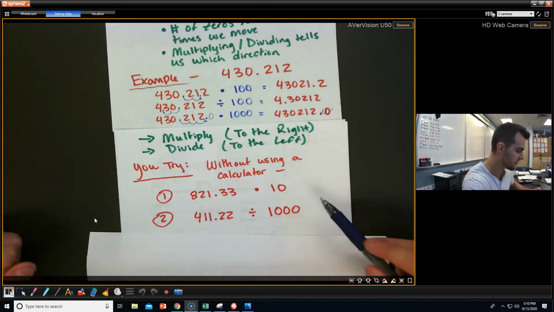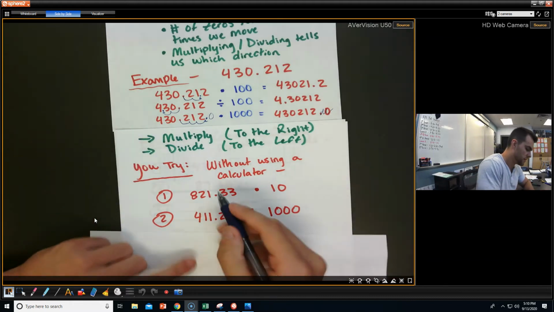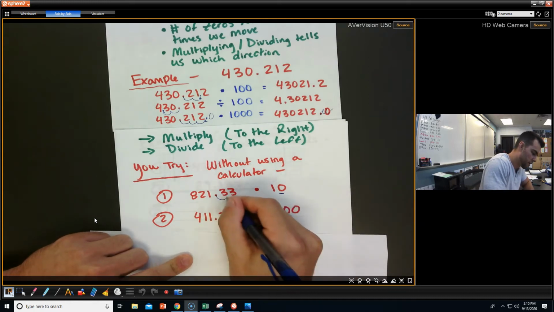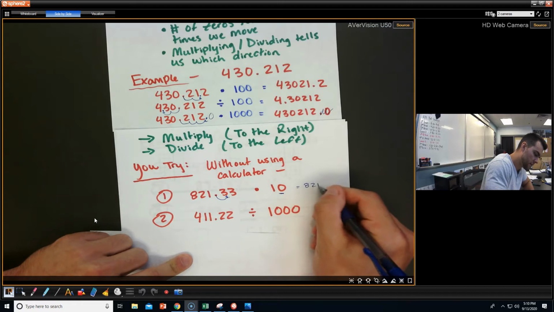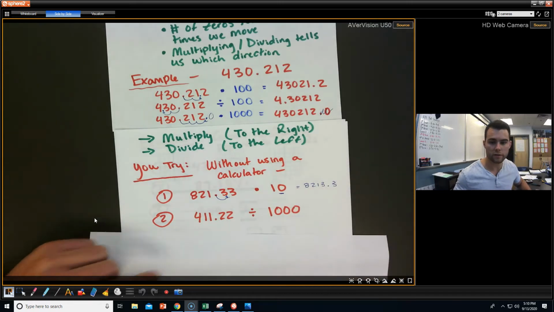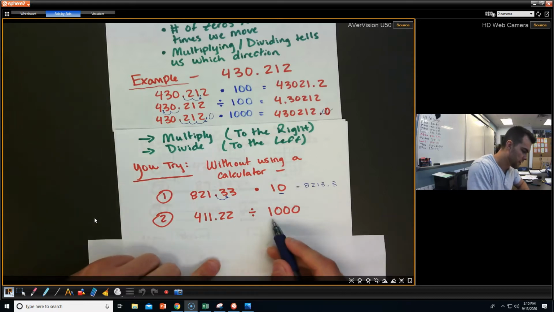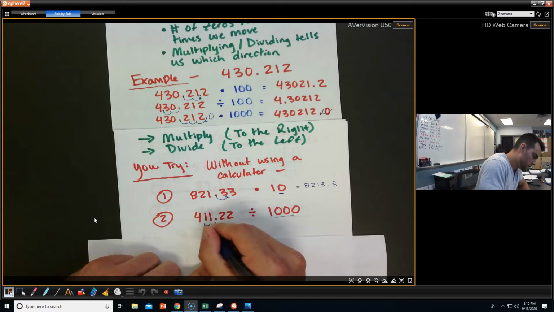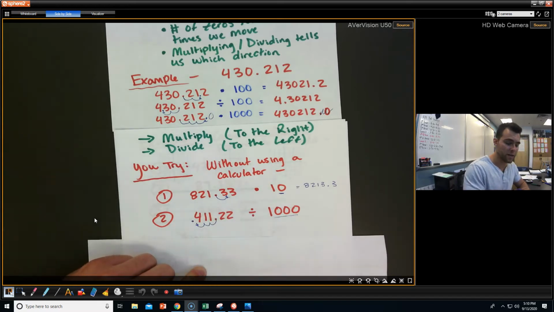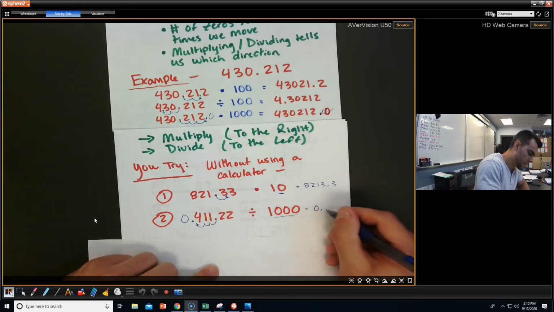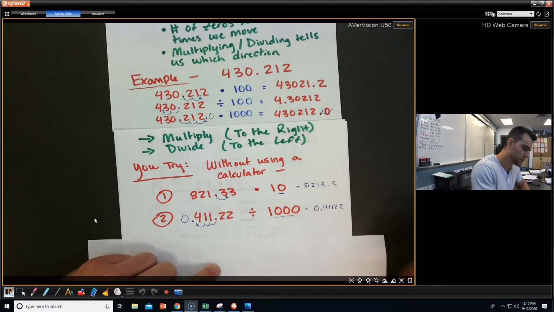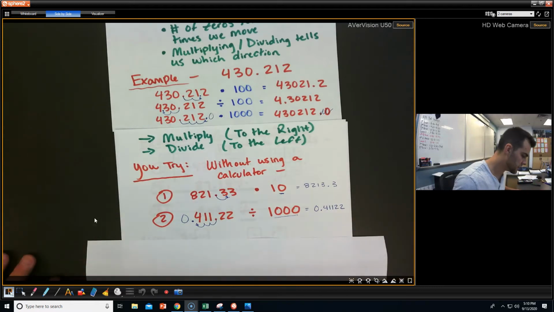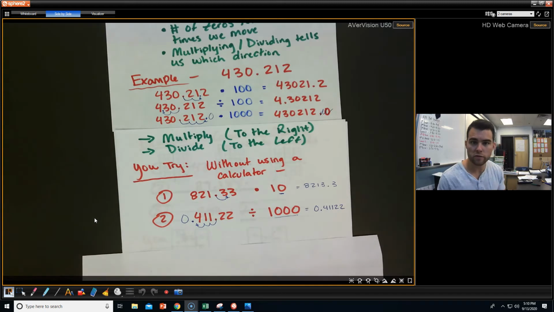If we're multiplying by 10, my rule tells me I'm going to the right. There's only 1 zero, so I'm only going 1 over, so I should get 8,213.3. Now here, I'm dividing, so I'm going to the left. How many times? 3 times: 1, 2, 3. We need some kind of placeholder. So my answer is 0.41122. That's all we have to do. This skill is very useful when it comes to converting percents to decimals or decimals to percents.